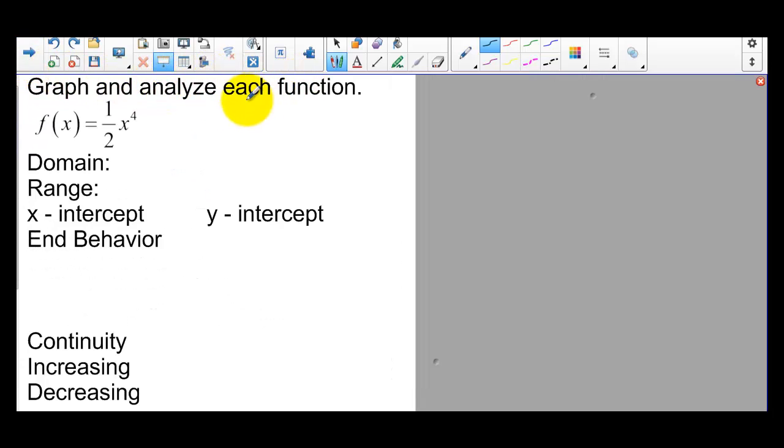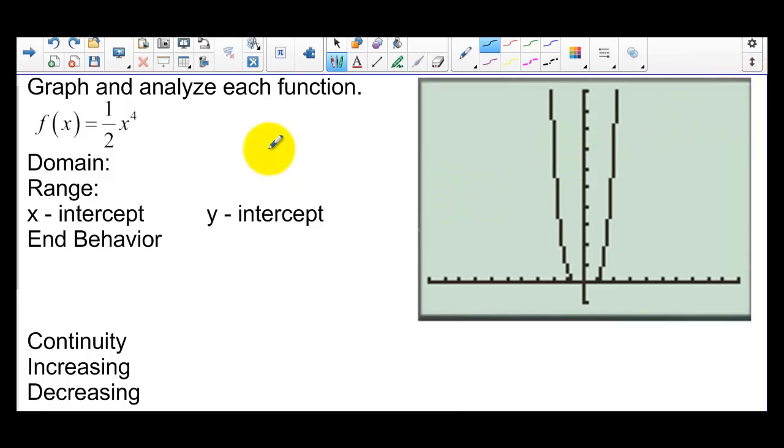Graph and analyze each function. Well, we have the graph of the function over here. The domain is negative infinity to infinity. The range is also negative infinity to infinity. With these polynomials, there are no places where it's discontinuous. The x-intercept is 0, the y-intercept is 0. It's this point right here.